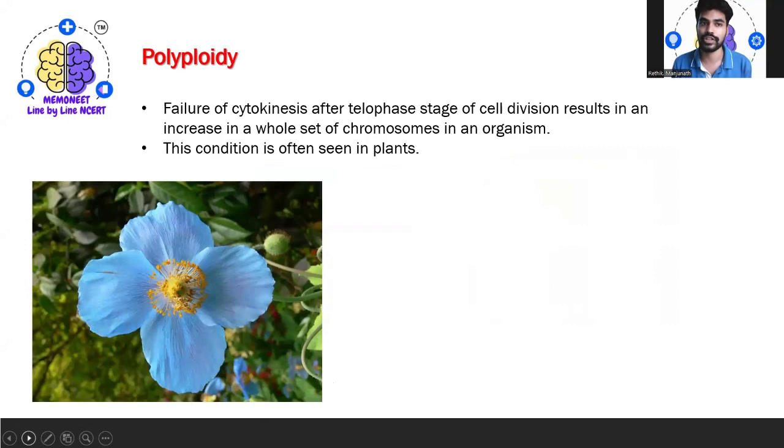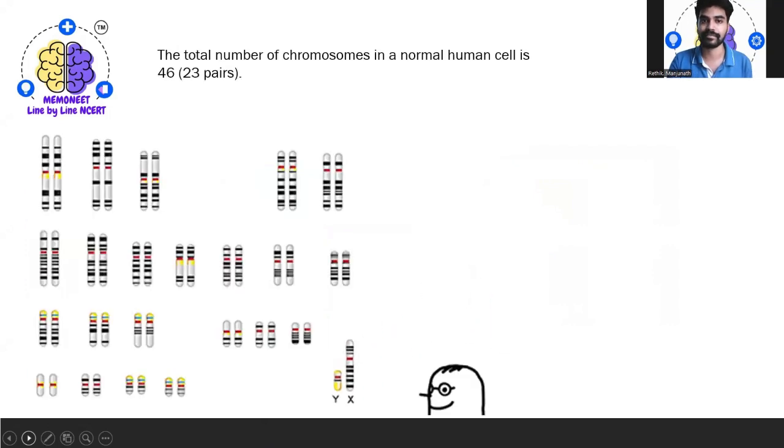The next terminology is polyploidy. It is nothing but a failure of cytokinesis after the telophase stage of cell division, resulting in an increase in a whole set of chromosomes in an organism. This condition is actually seen in some plants.